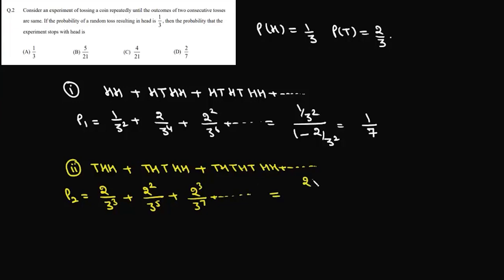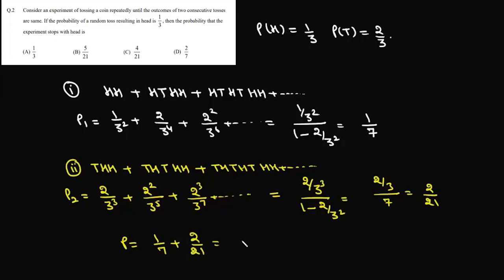So this is 2 upon 3 cube upon 1 minus the common ratio, which is 2 upon 3 square. So this is 2 upon 3, and this is 7. So it will be 2 by 21. So the required probability will be 1 by 7 plus 2 by 21, which is 5 by 21, and that's your option B.